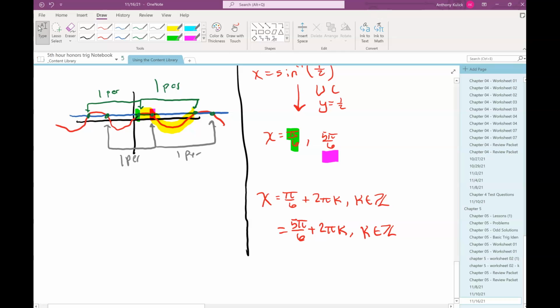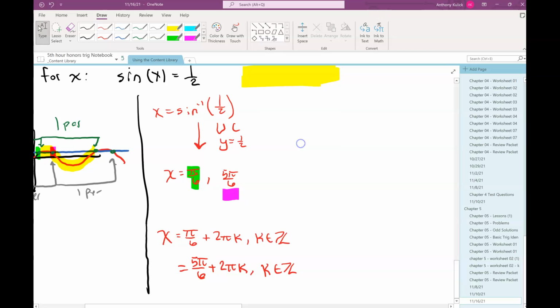So that's how we can represent infinitely many solutions. We just find our solutions on the unit circle, and then we tack on that plus 2 pi k at the end, and we're done. So that's not too bad, right? Now, these infinite solution representations that we've given here can be really useful.